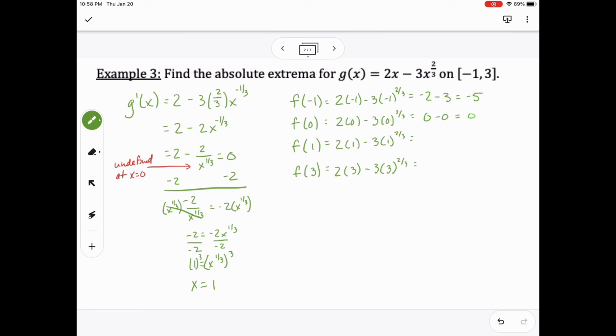So for -1, I get -5. For 0, I'll get 0. For 1, I'll get -1. And for 3, I get -0.24. And so -5 is the overall smallest, so that's my absolute minimum at (-1, -5). And then my maximum is at (0, 0), because that's the biggest y value. So those would be my answers. Okay, have fun.